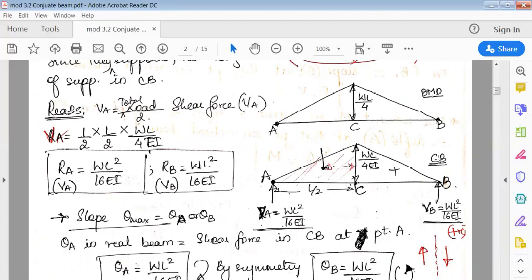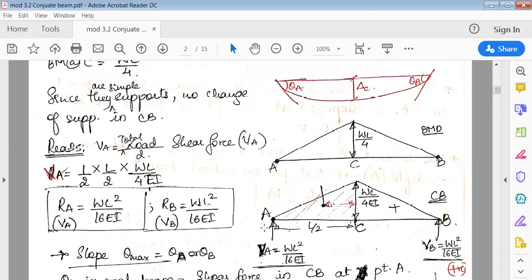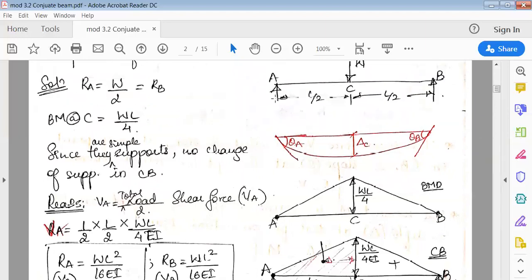After this, what you're going to do is find the reactions. Now see here, these reactions are very important. Whatever values you get for the supports of this conjugate beam, they are called shear force at A, shear force at B. Okay, see here in this first diagram, these are called the reactions for the actual diagram.